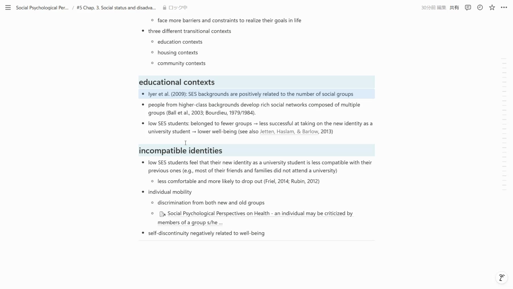If they come from higher SES backgrounds, they tend to have multiple group memberships, and such multiple group membership can help them to develop new social identification, and thus they are less likely to develop depressive symptoms. So people from higher class backgrounds develop rich social networks composed of multiple groups. On the other hand, low SES students tend to belong to fewer groups, and thus they are less successful at taking on the new identity as a university student, and this leads to lower well-being.